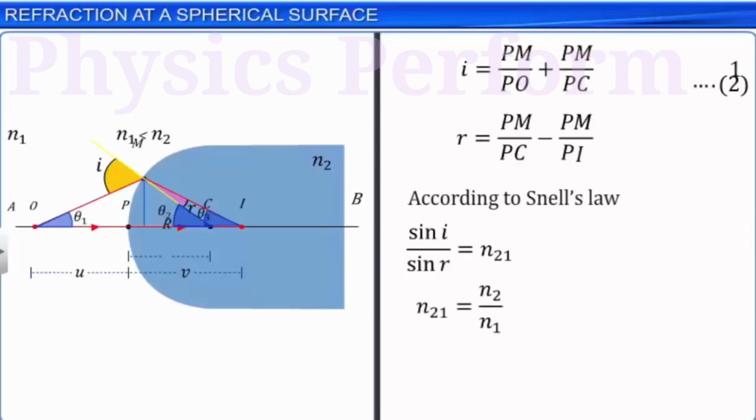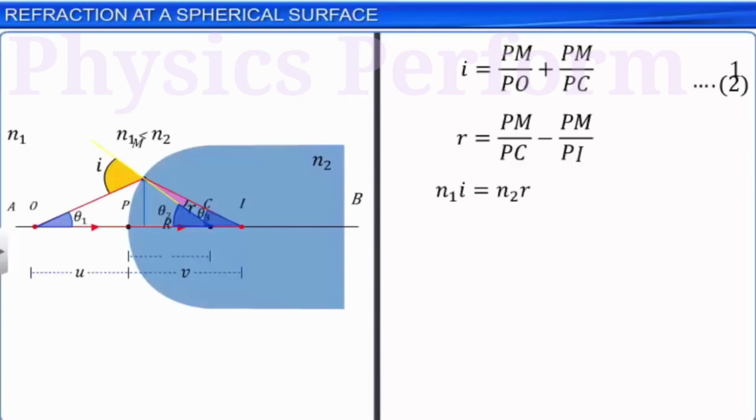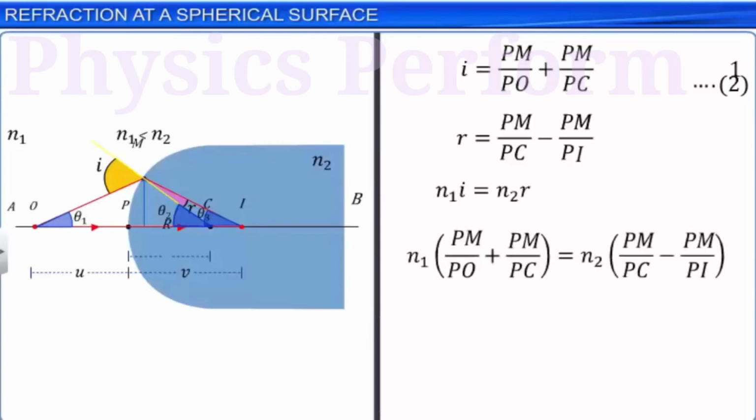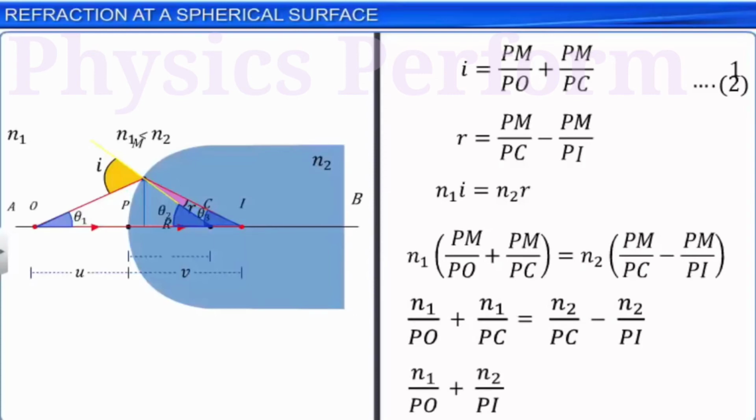But, on applying the Cartesian sign convention, PO is equal to minus U, PC is equal to R, and PI is equal to V. On substituting these values in equation 3, we get N2 by V minus N1 by U is equal to (N2 minus N1) by R. Let this be equation 4. This equation gives a relationship between object distance and image distance for refraction at a spherical surface, and is valid for all types of spherical surfaces.